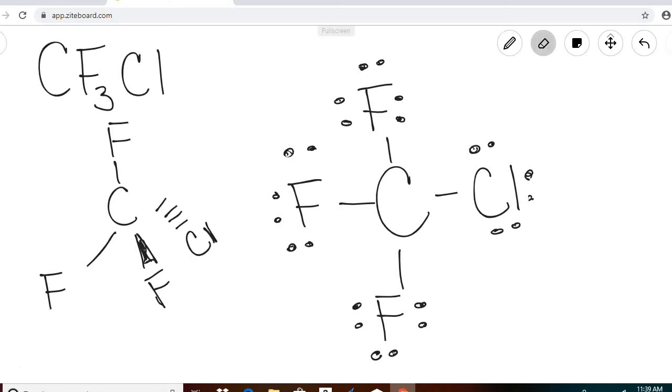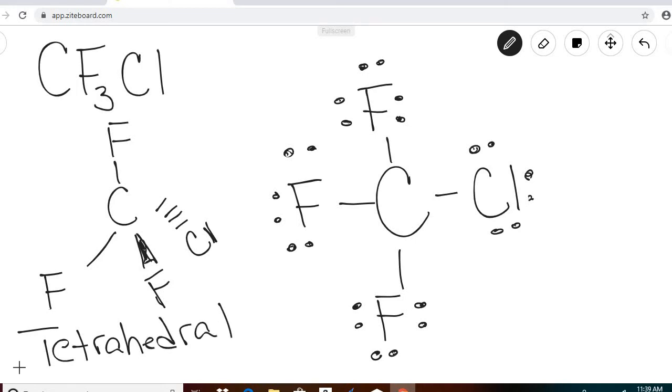Okay, so that's what the tetrahedral molecule would look like. And then to tell whether it is polar or nonpolar, we have to look at those bonds. So fluorines are going to pull harder than the carbons, and also the chlorine will pull harder.